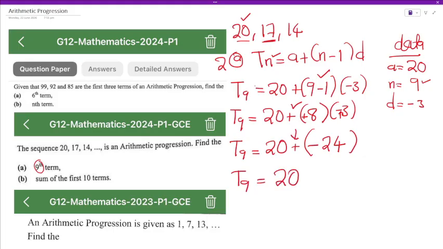Then you say positive times negative here, negative. The 24 comes outside. Term number 9 finally will be equal to, when the signs are different, you get the sign of the bigger number, subtract. So your final answer is what? Negative 4.